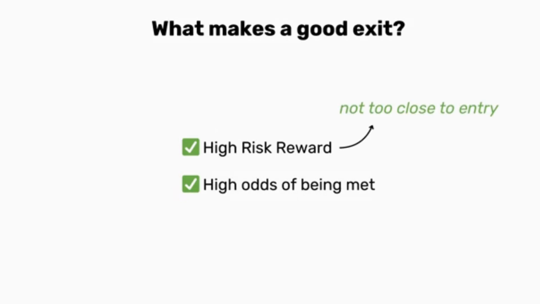So for high risk reward, we need to make sure that our trade target is not too close to the entry so that we're not getting out of trades too quickly. And for the high odds of being met, we need to make sure that our target is sitting in a logical area that is likely to be hit by price at some point in the near future. Let's go to the charts now and talk about some good exits.